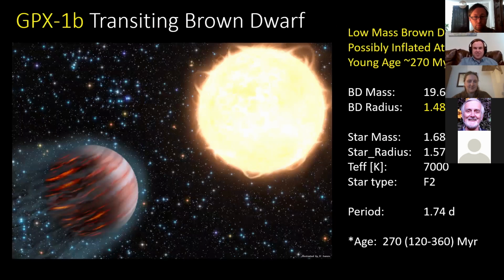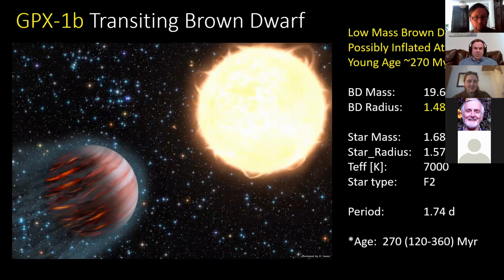And so then after RV validation by SOFI, GPX-1b turned out to be a brown dwarf, a smaller size brown dwarf, a little bit above 13 Jupiter masses. And so these are actually rarer than hot Jupiters. And so it has a high scientific interest.